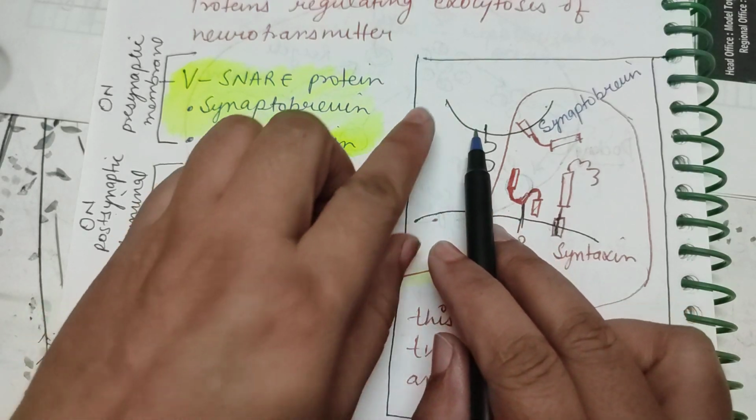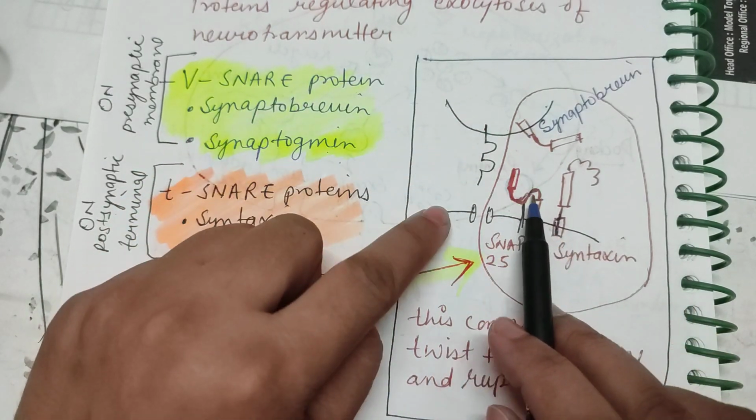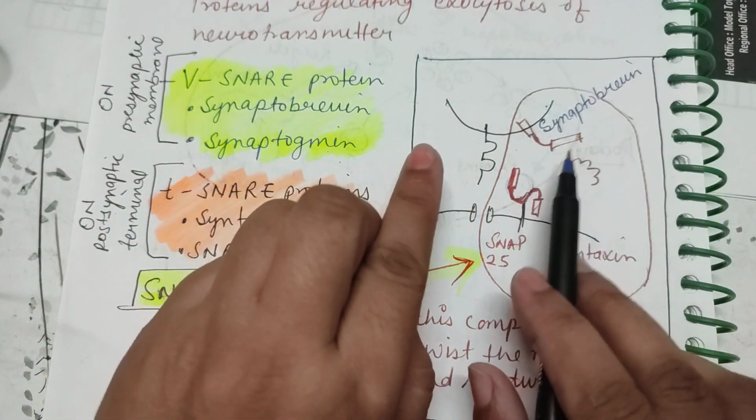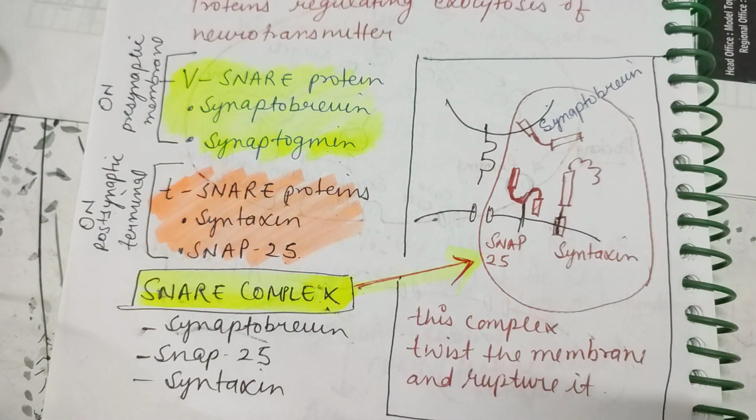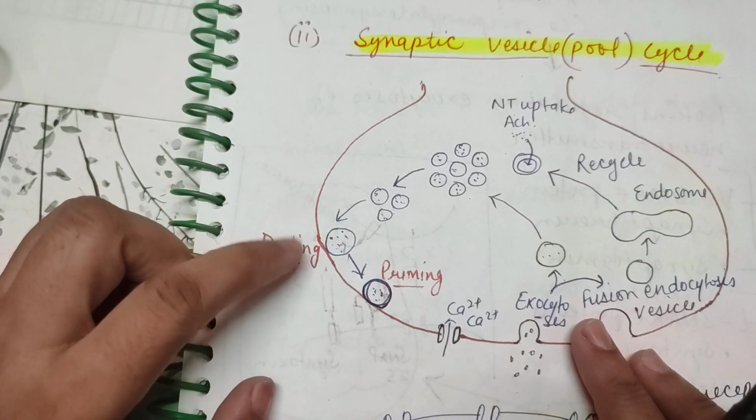Okay, we have the same arrangement here and the same arrangement here. So both are twisting with each other and stretching this membrane which is present at the center. Let's come to the vesicle cycle again.